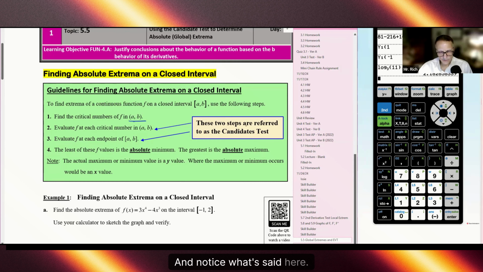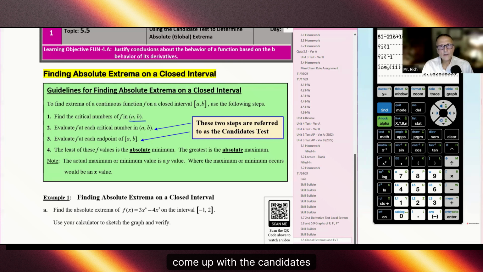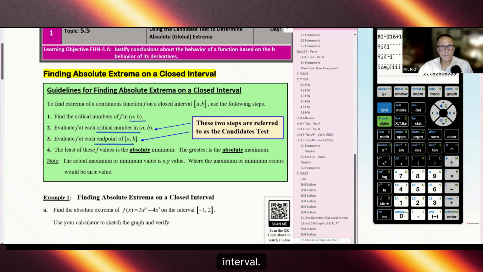And notice what's said here. So this is often called the candidates test. Your teacher may refer to this as the candidates test for absolute extrema. Because what you're going to do is come up with the candidates within the interval at which the function has its highest or lowest y value. And the candidates are simply the critical values that are in the interval and the endpoints of the interval.